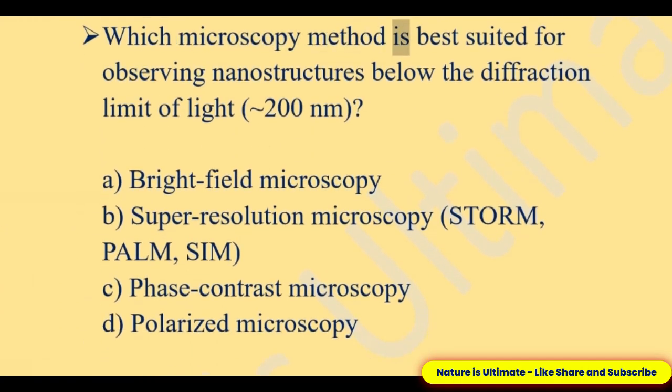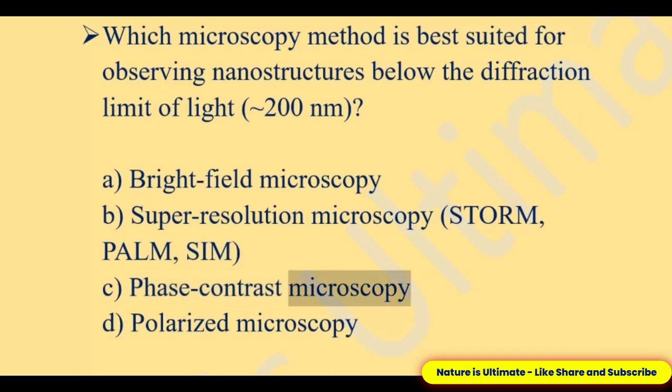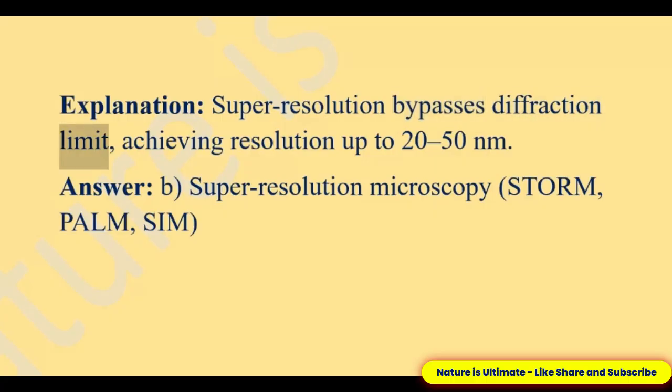Which microscopy method is best suited for observing nanostructures below the diffraction limit of light, 200 nm? A. Bright field microscopy. B. Super resolution microscopy, STORM, POM, SIM. C. Phase contrast microscopy. D. Polarized microscopy. Explanation: Super resolution bypasses the diffraction limit, achieving resolution up to 20 to 50 nanometers. Answer: B. Super resolution microscopy, STORM, POM, SIM.